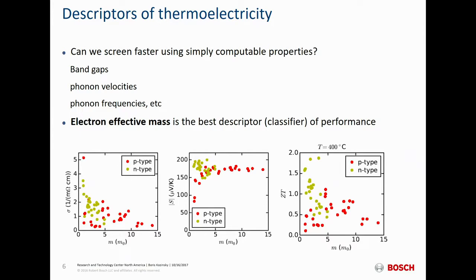And later on, you could write down parabolic band models and rationalize why that is the case. But it's interesting that you can never find a very good material at very heavy effective masses of electrons, but you can find very good ZTs at very light effective masses. So this is not a perfect correlation by any means. It's more of a classifier in terms of descriptor language. This is one of the most useful ones we found, and we've checked band gaps and phonon velocities and so forth and so on.